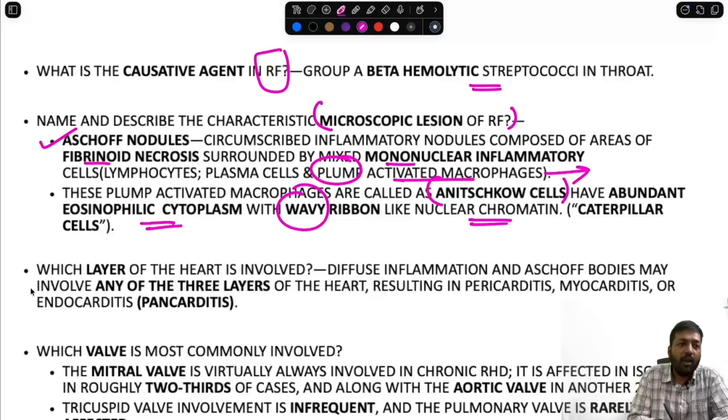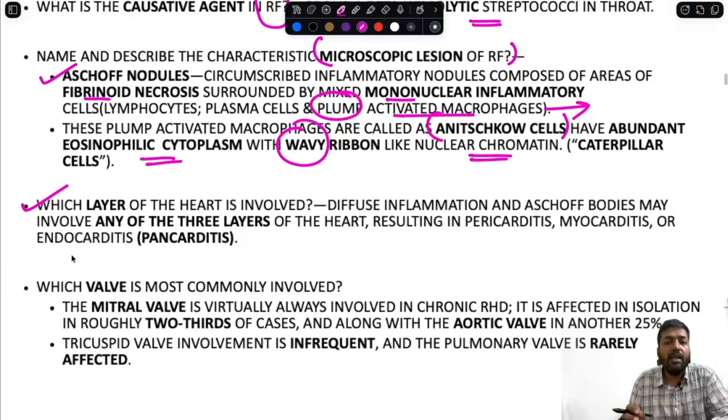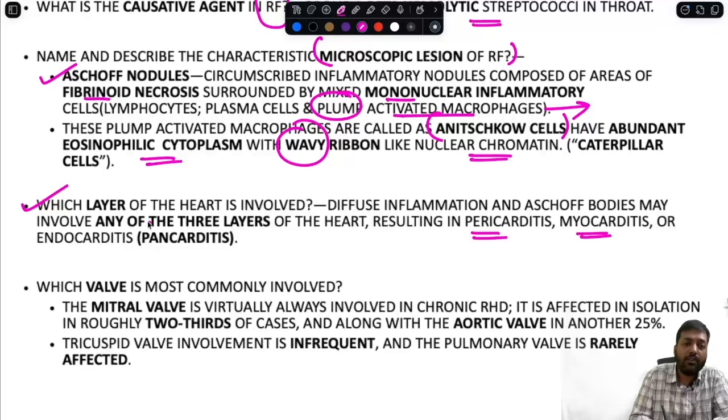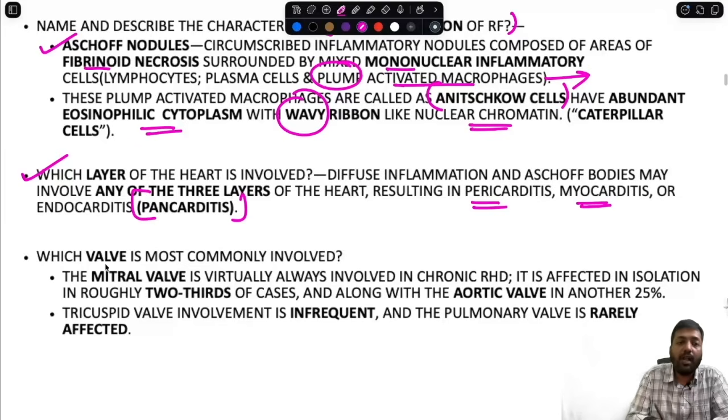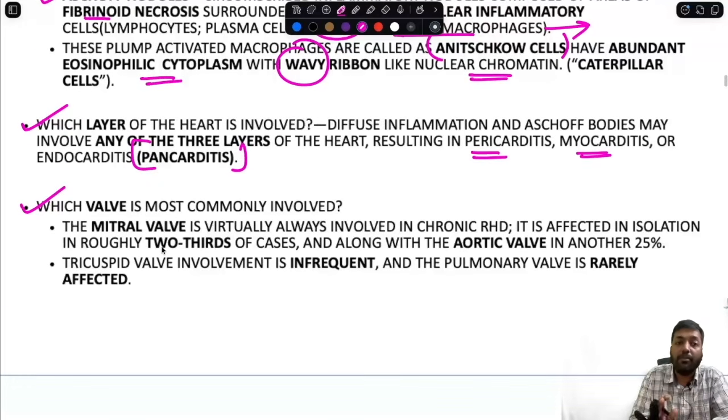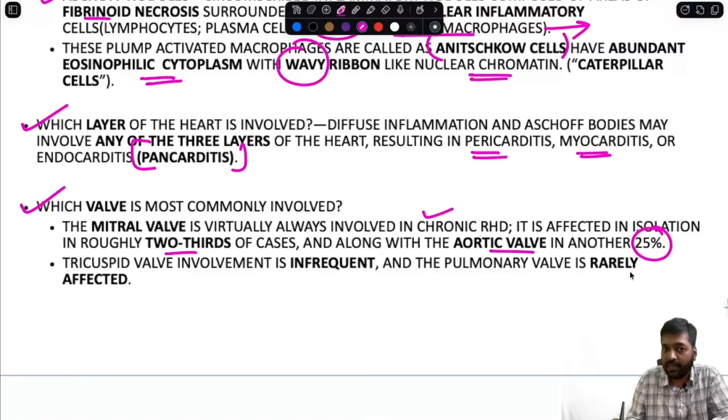Now, which layer of the heart is involved? There is a diffuse inflammation, and Aschoff bodies may involve any of the three layers of the heart, resulting in pericarditis, myocarditis, or even endocarditis. So there is a pancarditis in rheumatic fever or rheumatic heart disease. Now, which valve is most commonly involved? Remember, it is the mitral valve, which is virtually always involved in chronic rheumatic heart disease. It is affected in isolation in roughly 2/3 of the cases, and along with the aortic valve in another 25% of the cases. Tricuspid valve involvement is infrequent, and the pulmonary valve is rarely involved.